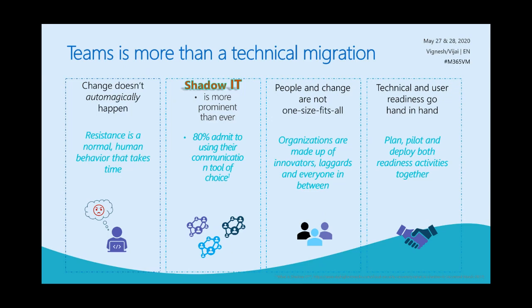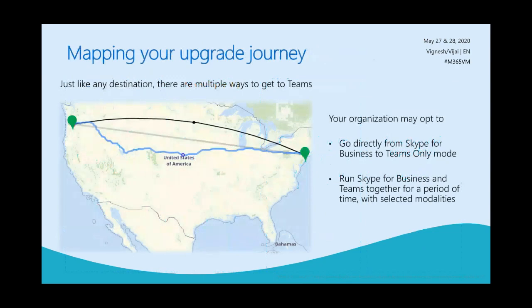So this is how your upgrade journey from Skype for Business to Teams would look, right? You can either go directly from Skype to Teams only, or you could be in one of those coexistence modes and take a journey, right? Now, if you're a small organization, let's say 25 users or 50 users, it's quite possible for you to just pull the plug and say, that's it, we are done with Skype for Business Online. Now let's go ahead and use Teams. It's even that simple. But that's not the case when you're running a large complex organization, right?